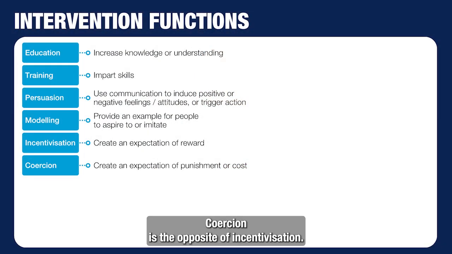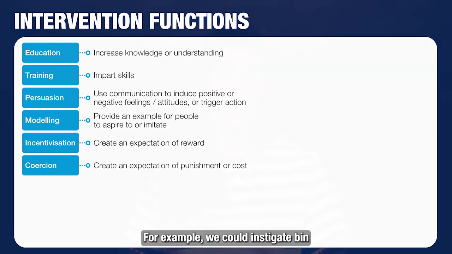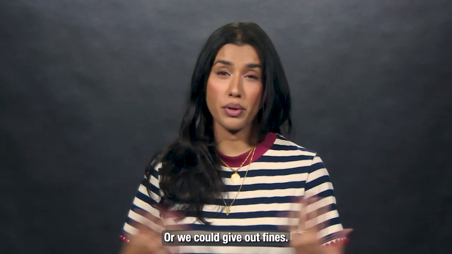Coercion is the opposite of incentivization. It introduces expectation for a cost or a punishment. For example, we could instigate bin taping and rejections for heavily contaminated bins, or we could give out fines.